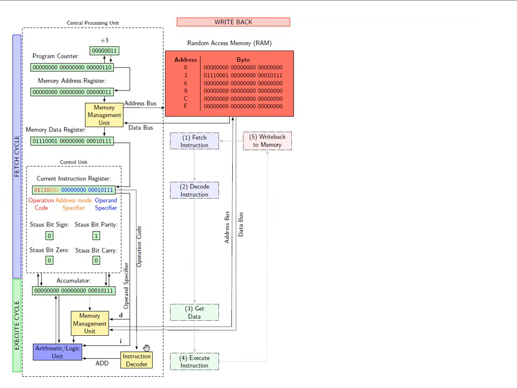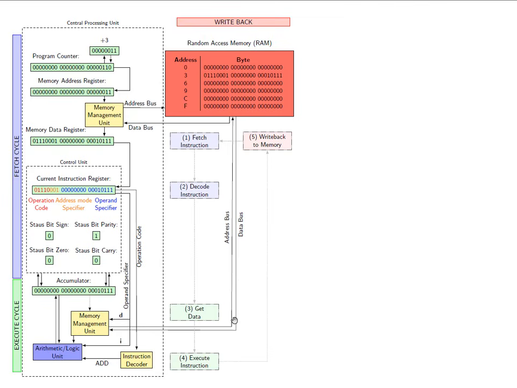Okay, so the control unit here, the one that has a dotted line there, has a set of registers inside of it. We didn't speak about these registers while we were still in the fetch cycle, but these registers are really relevant to the execution cycle. These registers are called status bits. So these little bits over here: the status bit sign, the status bit parity, status bit 0, and status bit carry. There's more than 4 of them, but in this example we just have these 4.